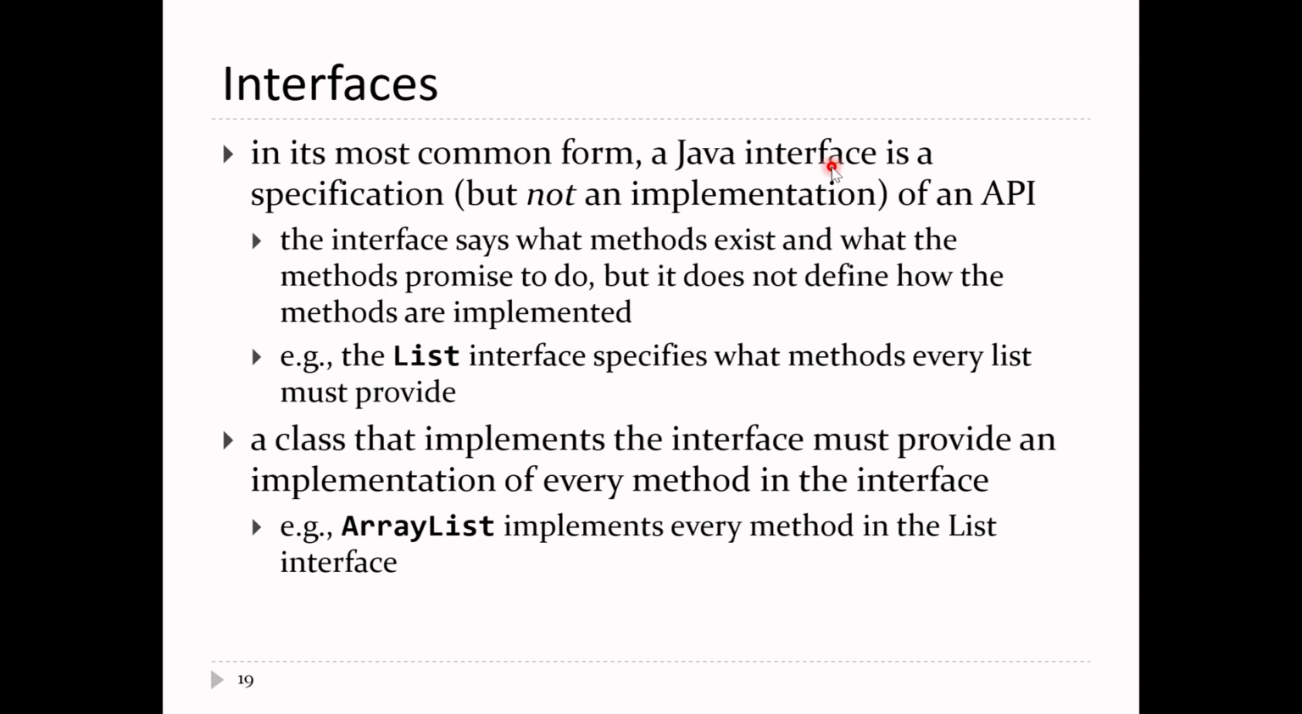So what exactly is an interface and how does it differ from a class? So an interface is simply a specification of a bunch of methods. So when I say API, that's short for Application Programming Interface. For our purposes, it's just a bunch of methods. So an interface says what methods exist in the interface, but it doesn't say how they're implemented.